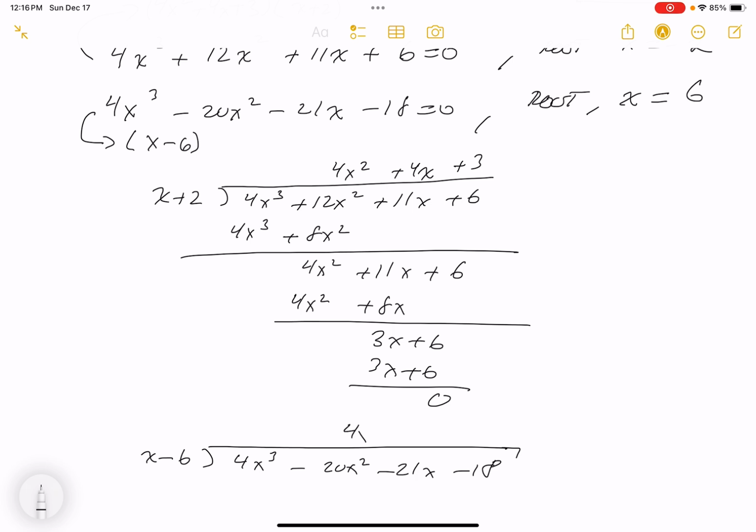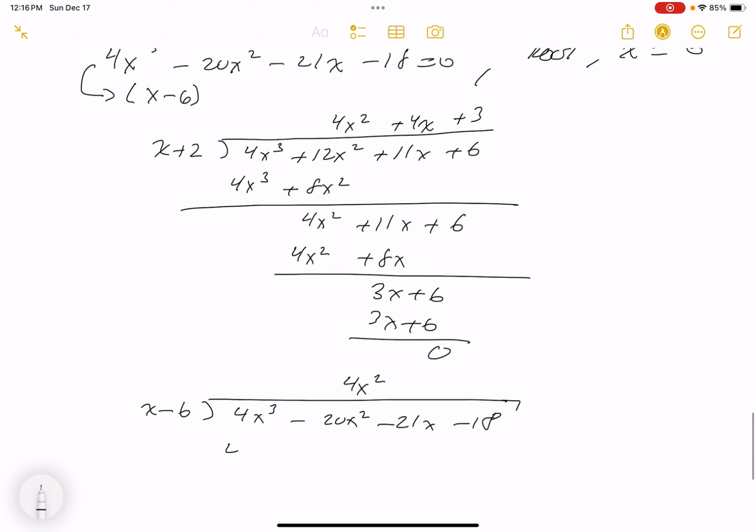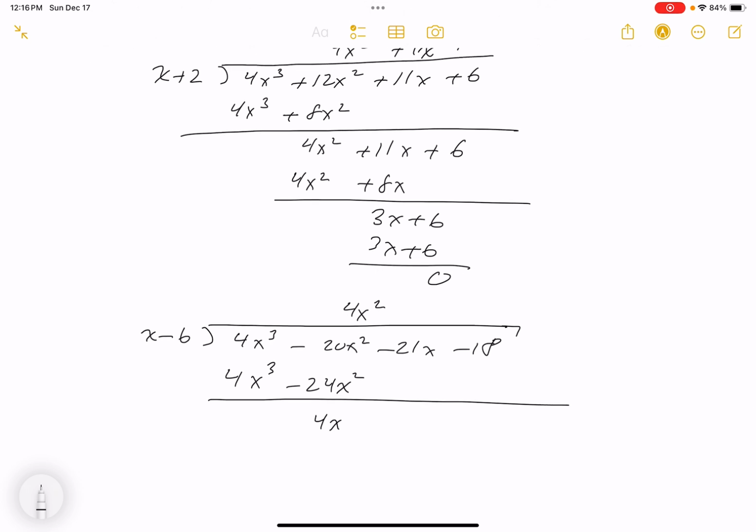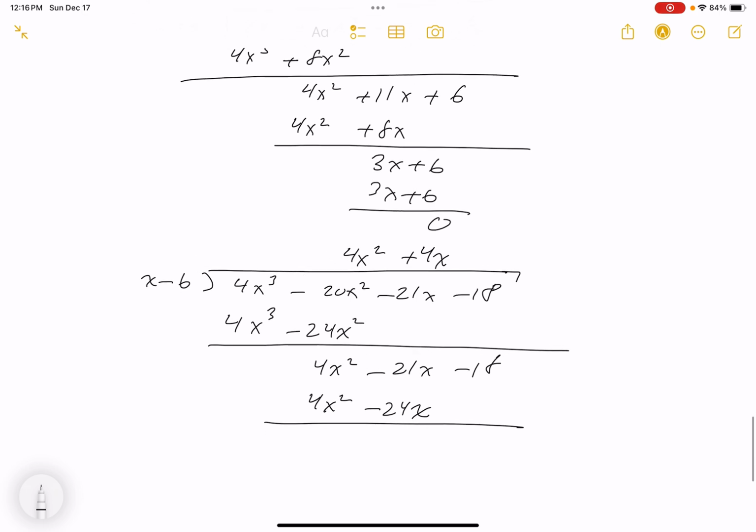So I'm going to say 4x squared. What does that give you? 4x cubed. And then 4x times minus 6 is minus 24x squared. You're going to subtract. You get 4x squared minus 21x minus 18. What do you get next? Plus 4x. That gives you 4x squared minus 24x. You're going to subtract. You get 3x minus 18. And what do you get there? You get plus 3. And that gives you 3x minus 18. As expected, 0.